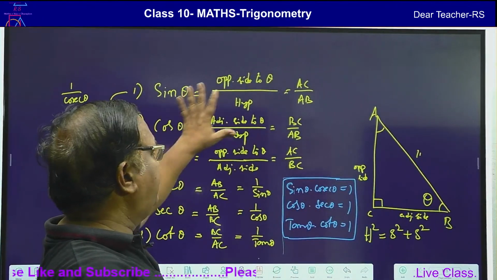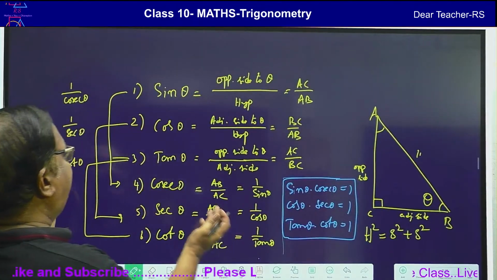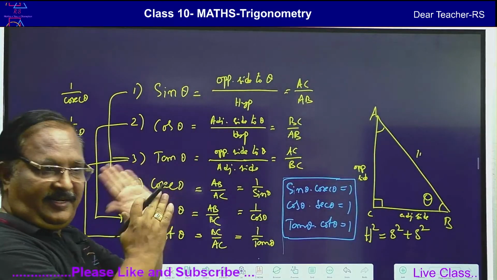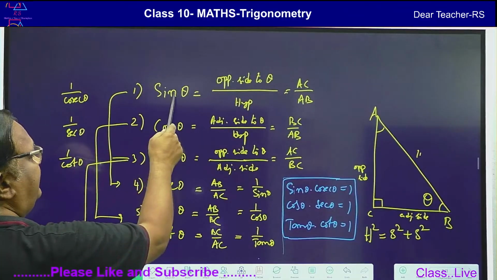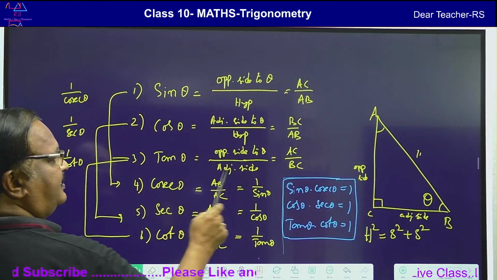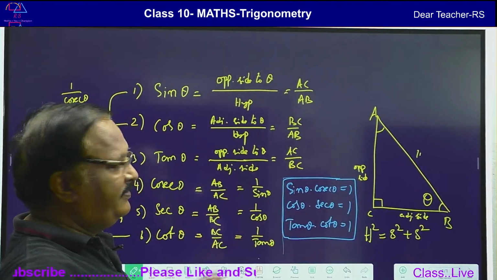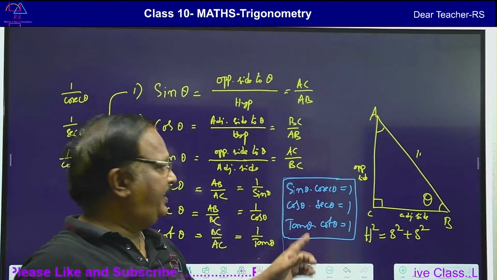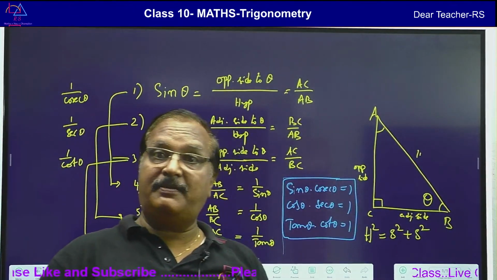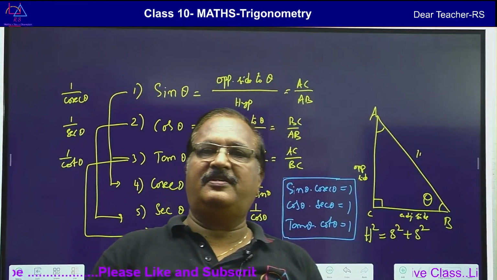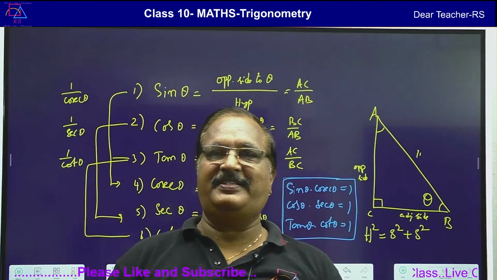Now I have given the basic definitions of trigonometric ratios and the basic relations among the trigonometric ratios. Sin theta is equal to 1 by cosecant theta, or cosecant theta is equal to 1 by sin theta. So all these things have been given, and whenever you have such relations, you can apply them. This is the basic definitions, the origin of trigonometry. So everybody should be aware of these definitions.